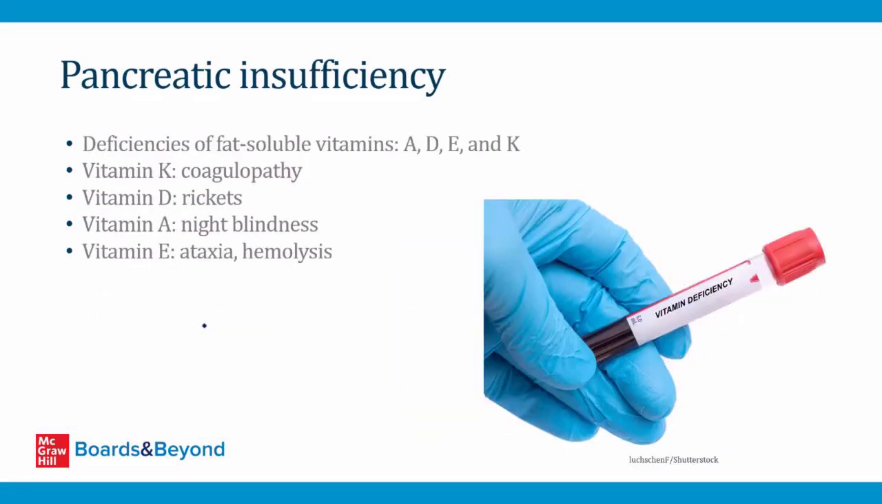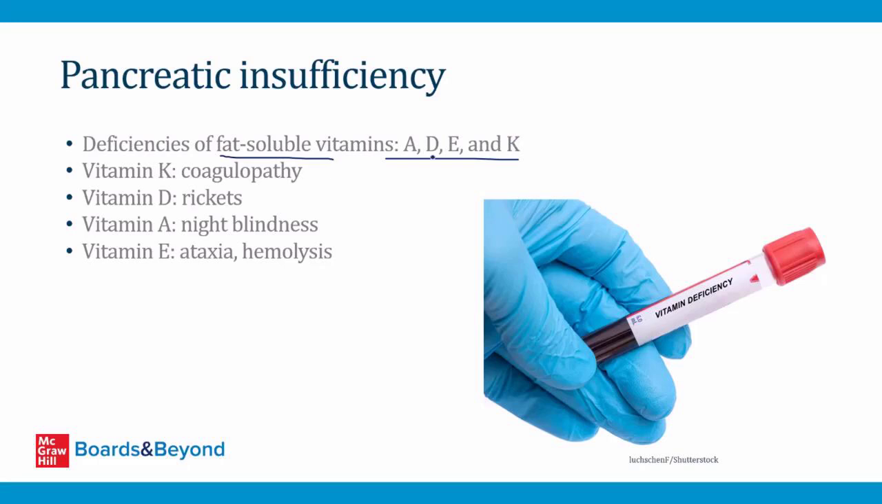So without the ability to absorb fat normally because of pancreatic insufficiency, children and adults with cystic fibrosis are at risk for deficiencies of fat-soluble vitamins like vitamin A, D, E, and K. This rarely happens in the modern era because we monitor these patients and we administer supplements if they need it for vitamins. But in theory, these patients can become deficient in these vitamins.